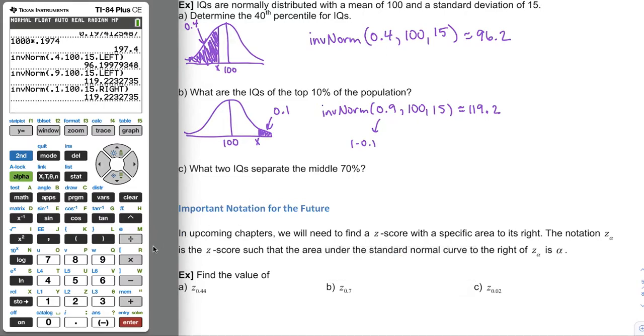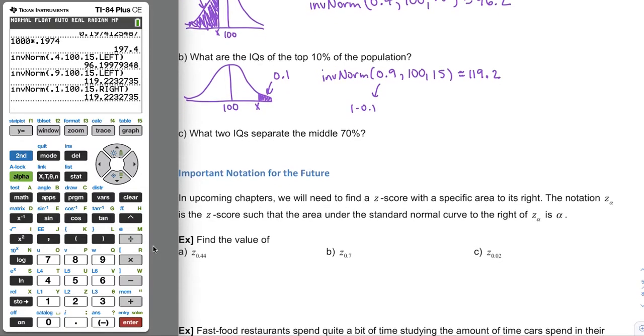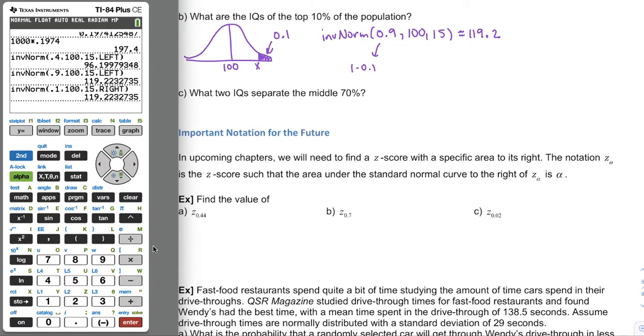Okay, so one more example of this, part C. What two IQs separate the middle 70%? So this is a little bit more complicated, so I want to draw a bigger picture here. So we're looking at the middle 70%. So I know that 100 is the mean. So I'm going to shade something like this.